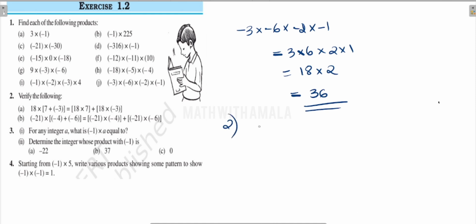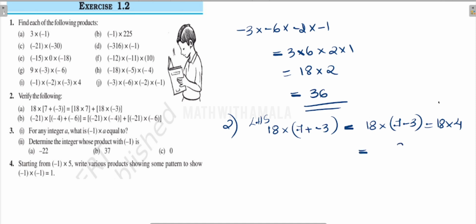First question, 18 into 7 plus minus 3 equal to 18 into 7 plus 18 into minus 3. So what is the property used here? Of course, it is distributive property of multiplication over addition. In the verify questions, you have to take the LHS and RHS and prove them separately and show that LHS and RHS are equal. Whatever, it may be equal, may not be equal.